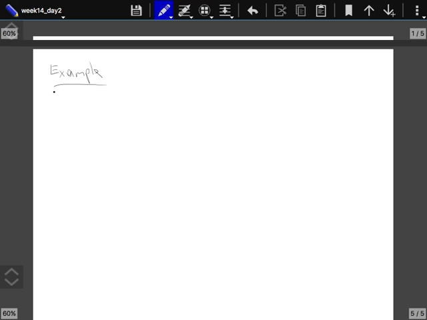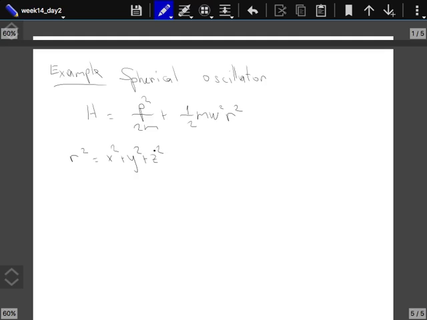Now, a third example that we can consider might be the spherical harmonic oscillator, in which case the Hamiltonian is p squared over 2m plus 1 over 2 m omega squared r squared, where r squared is x squared plus y squared plus z squared. Well, we can write down the solution straight away in Cartesian coordinates.